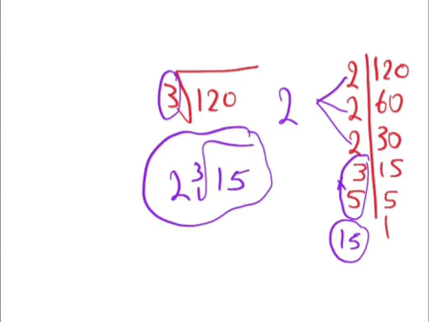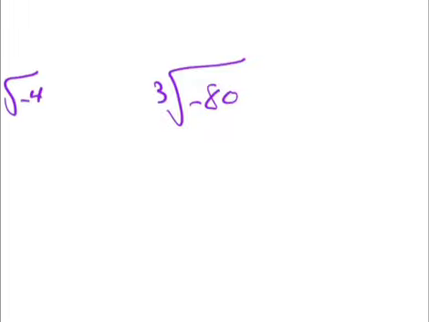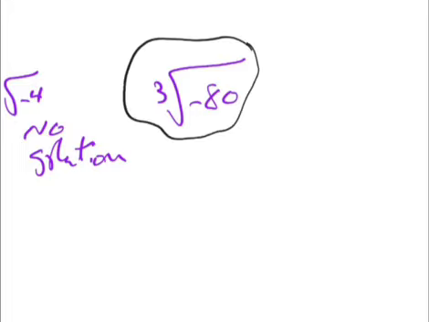Let's try another example. If we have the cubic root of negative 80, as you know from before, if you get the square root of negative 4, this is an imaginary answer, and we can say there is no real solution for it, or you can just give the imaginary answer, and we will talk about it in a different video very soon. Okay, let's try to find the cubic root of negative 80.